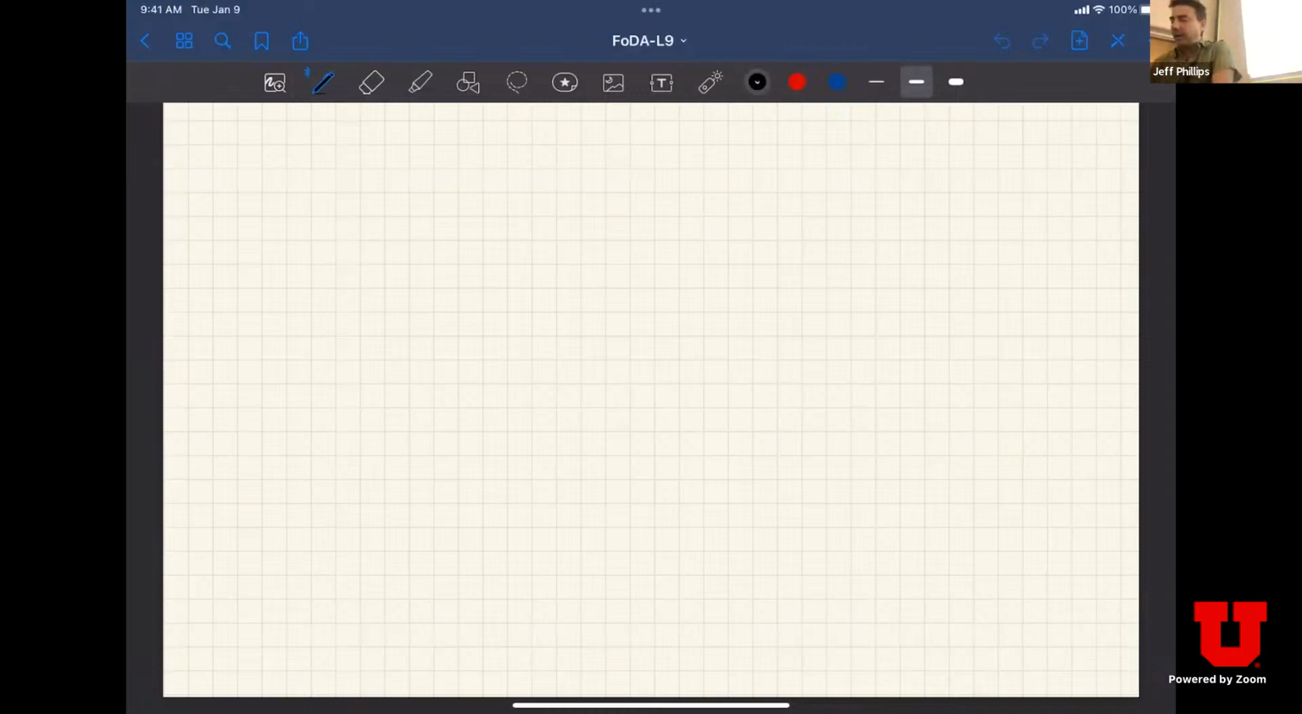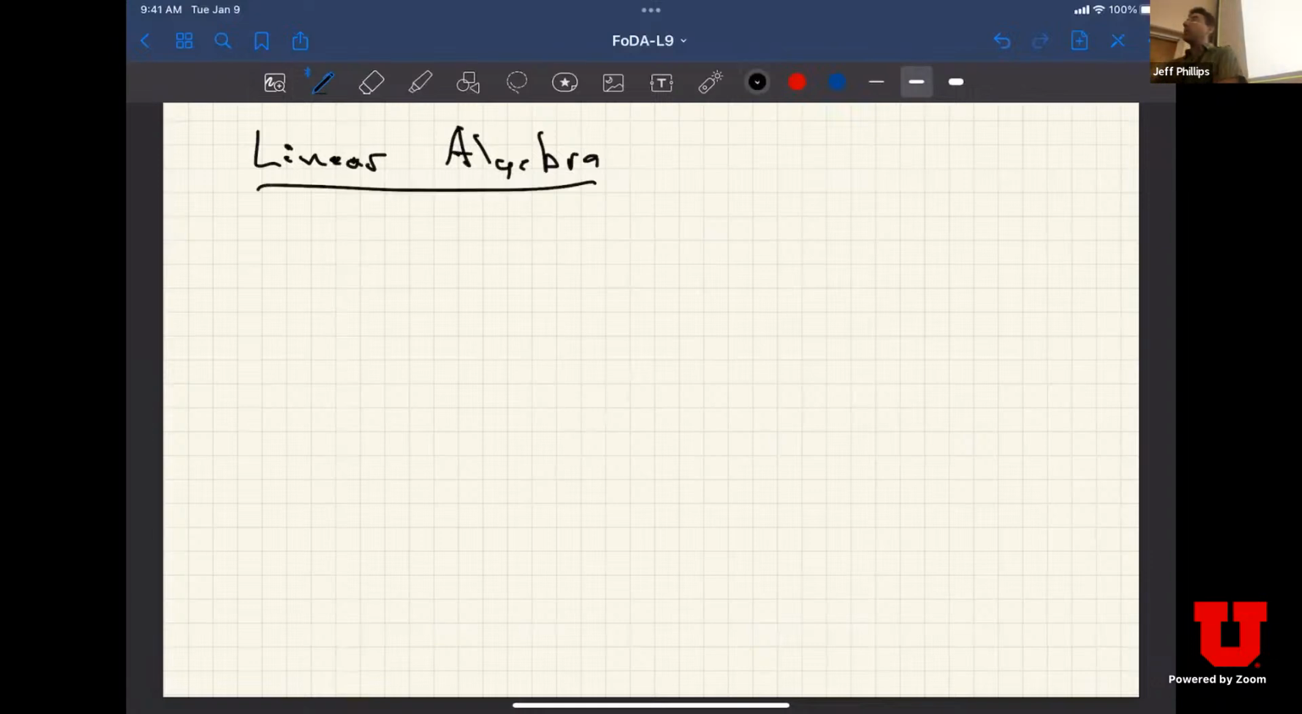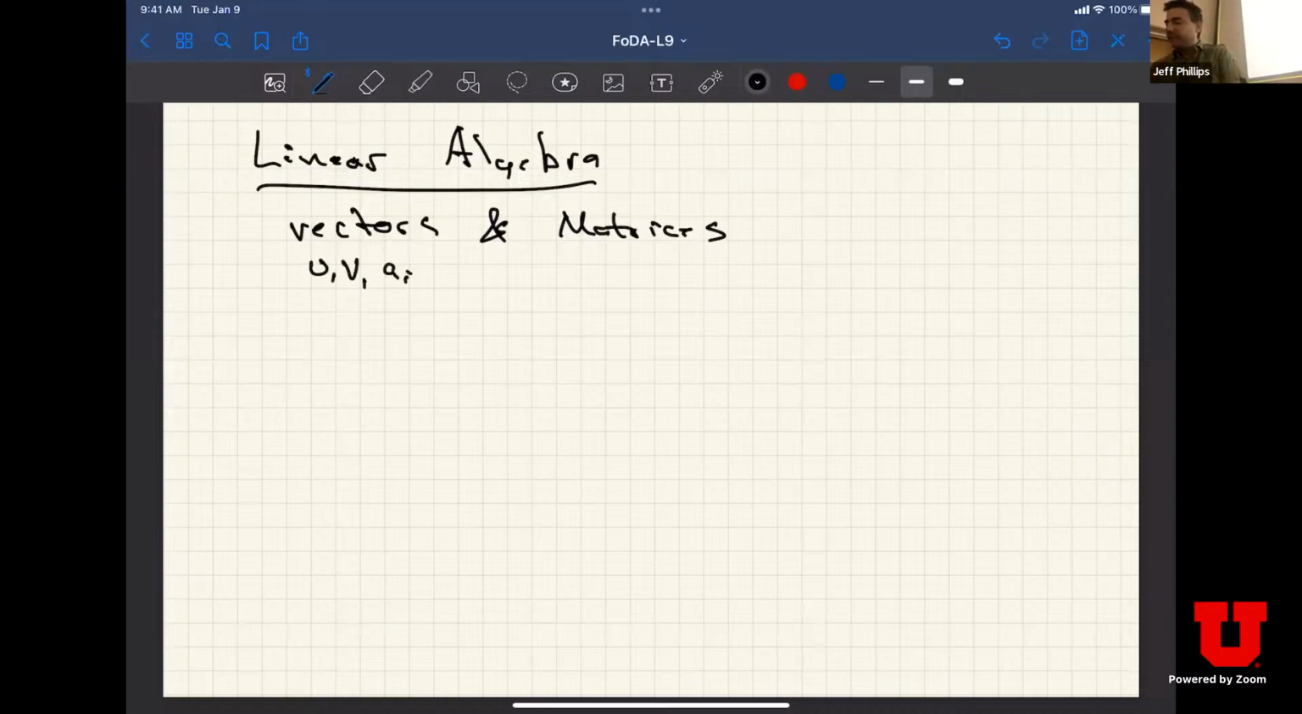So we talked before about linear algebra, as kind of being the way we're going to think about it, like the study of vectors and matrices. Okay, and I'll typically use lowercase letters, u, v, and like a, as vectors, and for matrices I'll use uppercase letters, A and B.